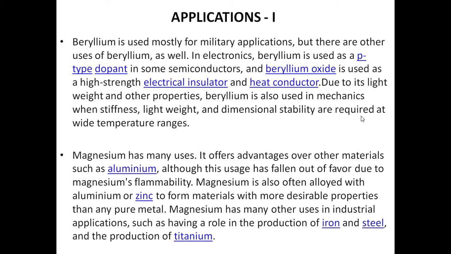Magnesium has many uses. It offers advantages over other materials such as aluminium, although this usage has fallen out of favor due to magnesium's flammability. Magnesium is also often alloyed with aluminium or zinc to form materials with more desirable properties than any pure metal. Magnesium has many other uses in industrial applications, such as having a role in the production of iron and steel and the production of titanium.